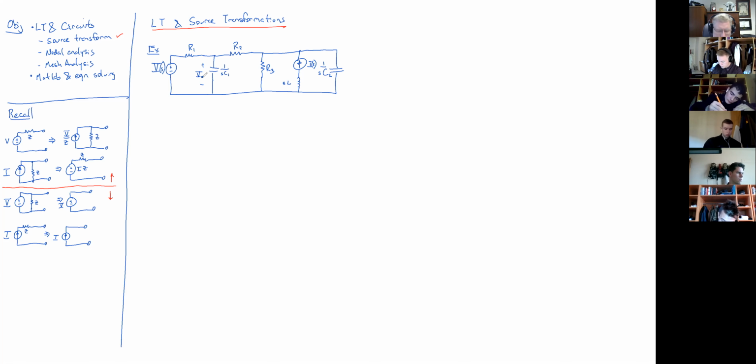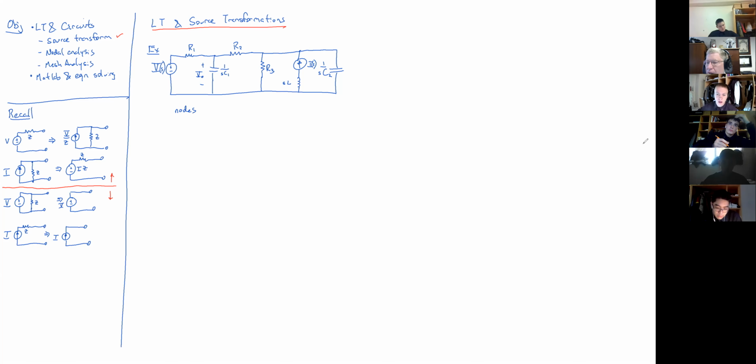So from first principles here, how many nodes do we have that are unknown? Joe? What's your take on that? Are 1, 2, 3. Or wait, sorry, just 2. Yeah, just 2. Just 2? Let's see. Actually, sorry, 3, because there's the one in between the current source and the resistor.